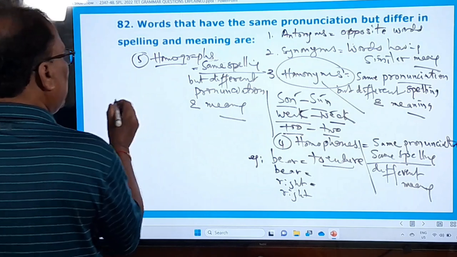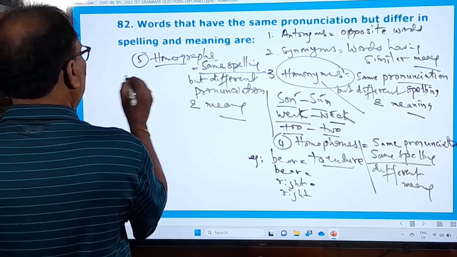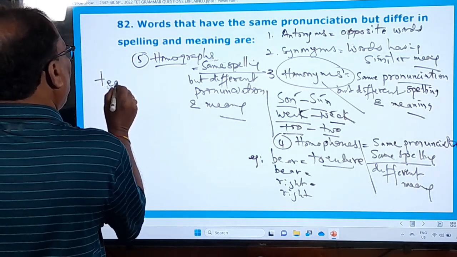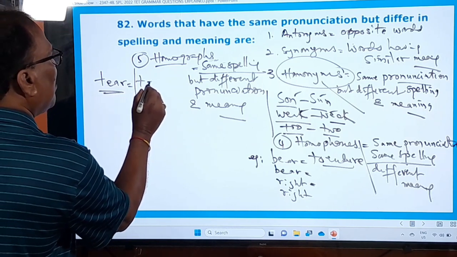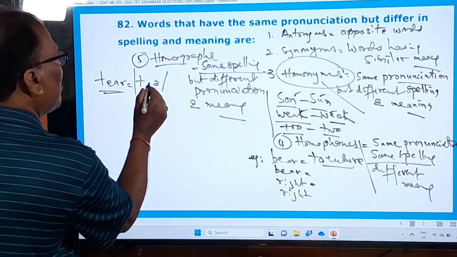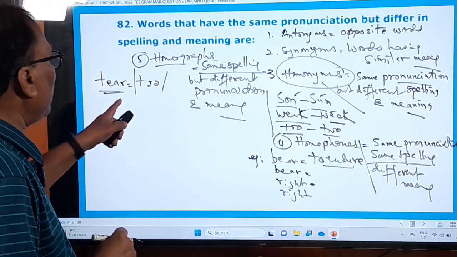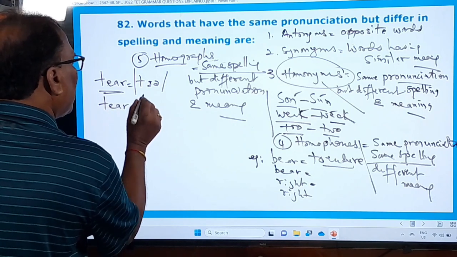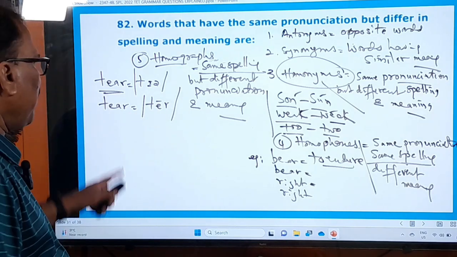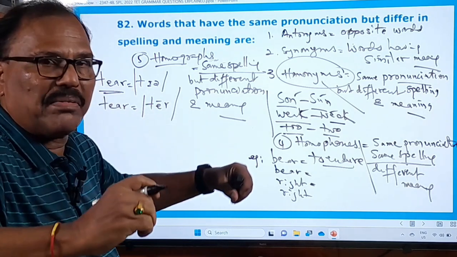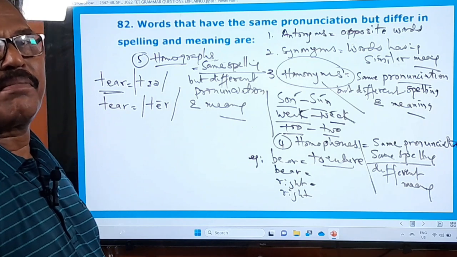For example, tear is there. This tear means a drop of water that comes from the eye is called tear. And here, T-E-R, tear means rip. The tiger will tear you into pieces. Rip you into pieces.